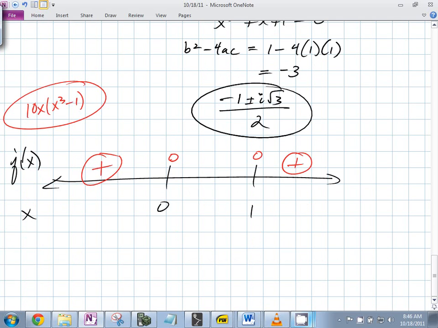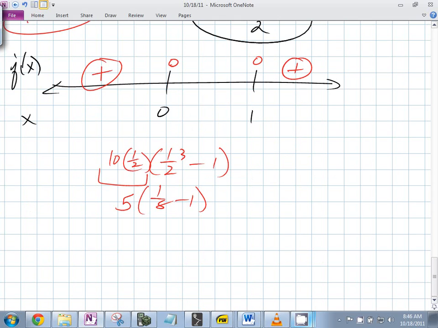What's a good thing to plug in the middle? 1/2. Plug in a half. 10 times a half times 1/2 cubed minus 1. Well, this is going to be 5 times 1/8 minus 1, which is what? Negative. So the middle is going to be negative. So where's this thing increasing? Negative infinity to 0. Do you include 0?